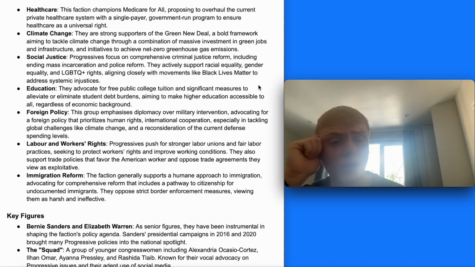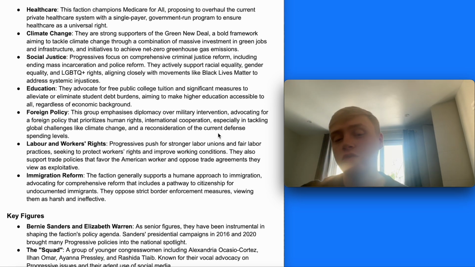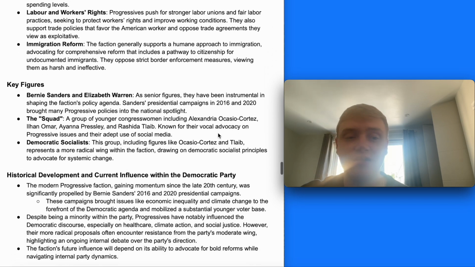In terms of labour and workers' rights, progressives push for stronger labour unions and fair labour practices, seeking to protect workers' rights and improve work conditions. Also supporting trade policies that favour the American worker and opposing trade agreements which they view as exploitative. And finally, in terms of immigration reform, they support a humane approach to immigration, advocating for comprehensive reform that includes a pathway to citizenship for undocumented immigrants, opposing stricter border enforcement measures and viewing them as harsh and ineffective.